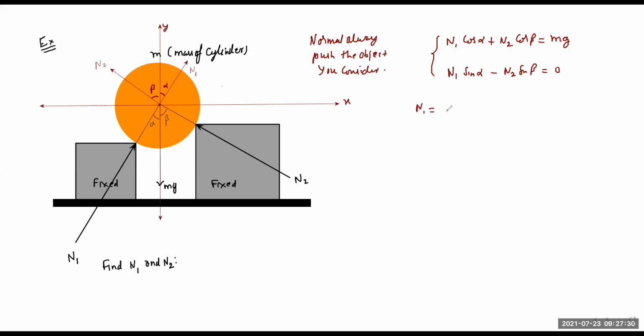So N1 is coming out to how much? mg sin beta by sin alpha plus beta. Yeah, sin beta upon sin alpha plus beta. Okay, that looks fine. So we have these answers, N1 and N2.